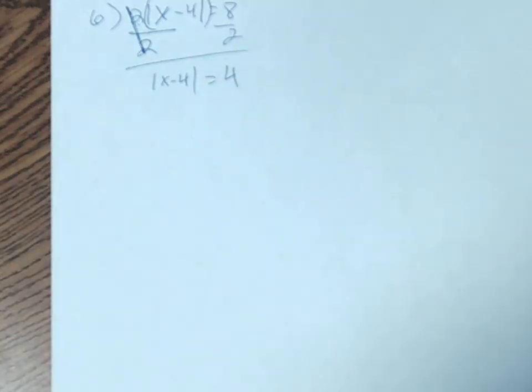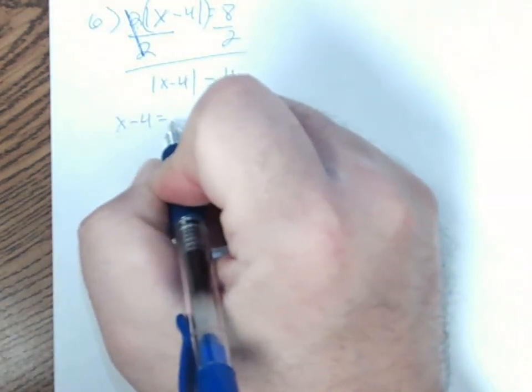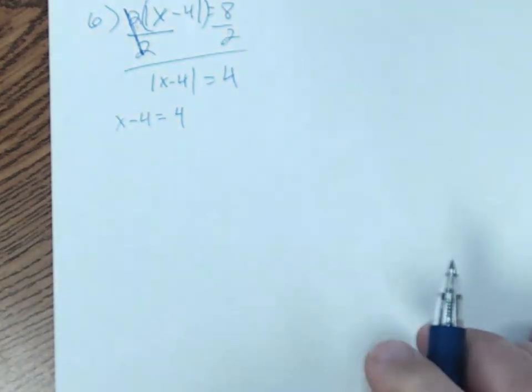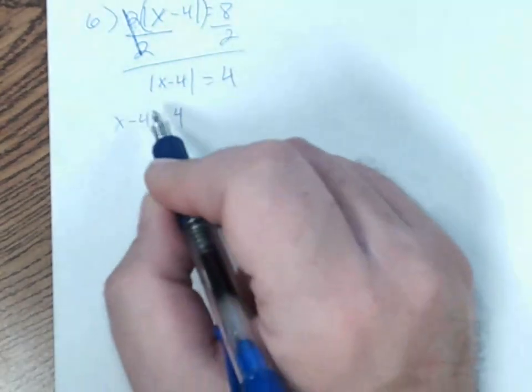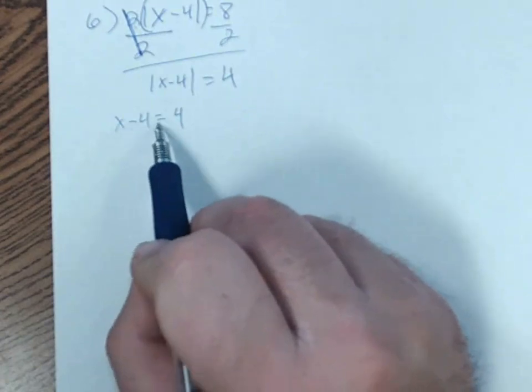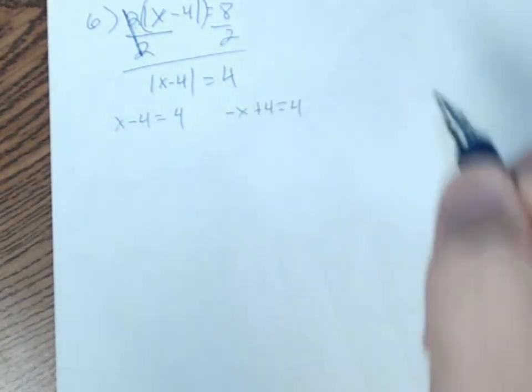Now that I have the absolute value part by itself, I can write my 2 possible situations. One of them would simply be x minus 4 equals 4. On the other one, I will write this, but I'm going to change the signs on the left. So instead of x minus 4, I'm going to do negative x plus 4 equals 4.